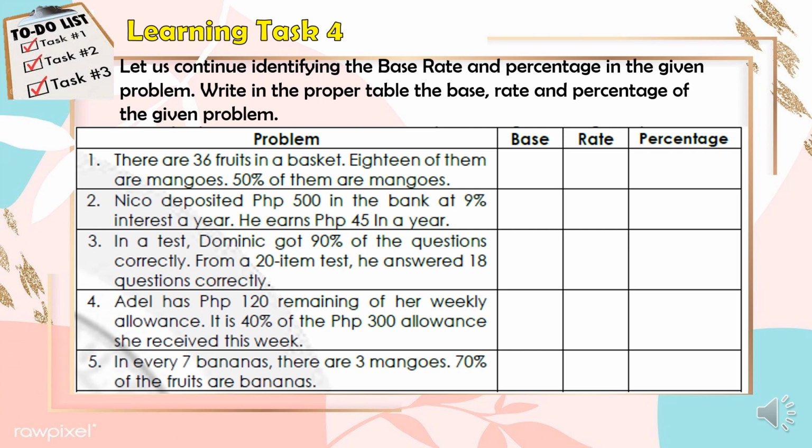there are 36 fruits in a basket. 18 of them are mangoes. 50% of them are mangoes. So what is the base, the rate, and the percentage? So for number 1, the base is 36, the rate is 50%, and the percentage is 18. Okay, so this time you are going to answer number 2 up to number 5.